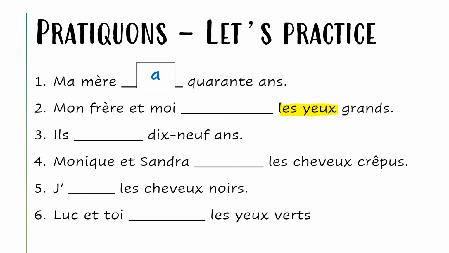That would be nous, right? So you'd say mon frère et moi, blank, les yeux grands. Nous avons les yeux grands. Mon frère et moi avons les yeux grands.